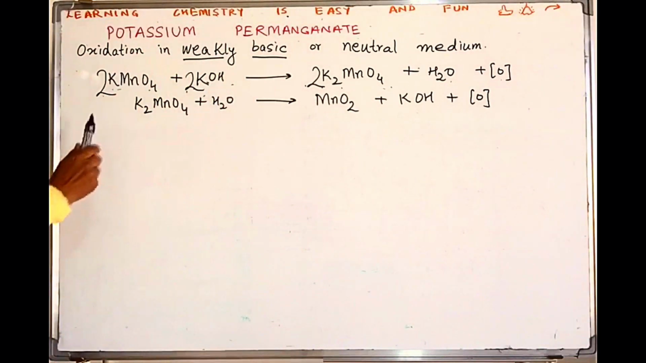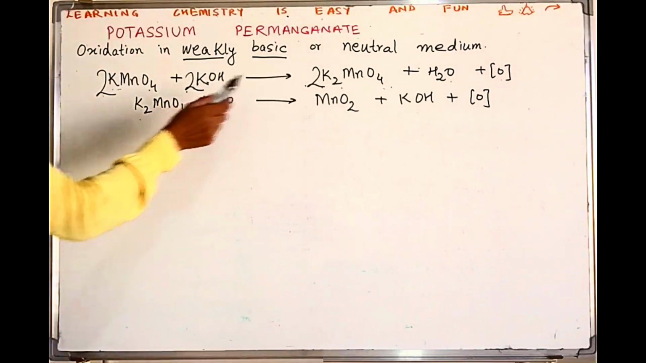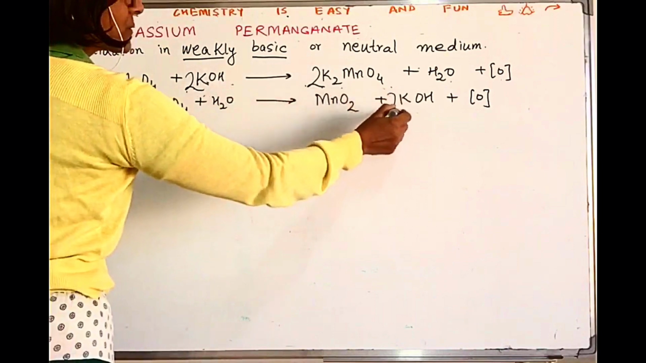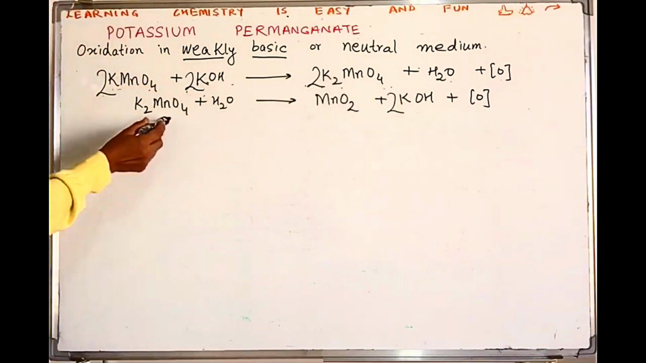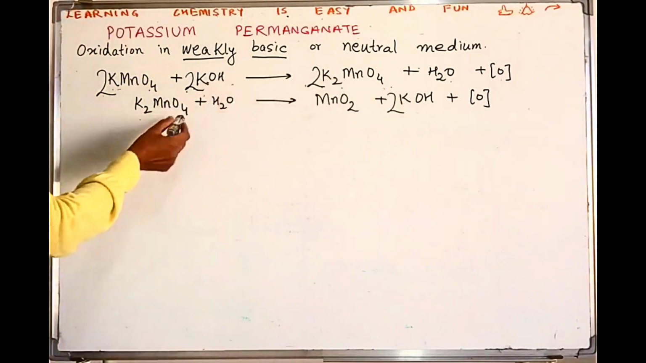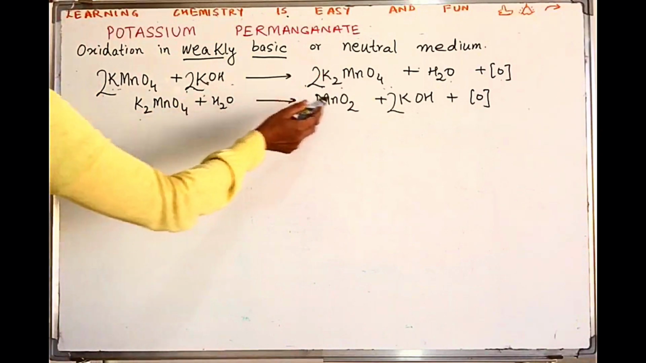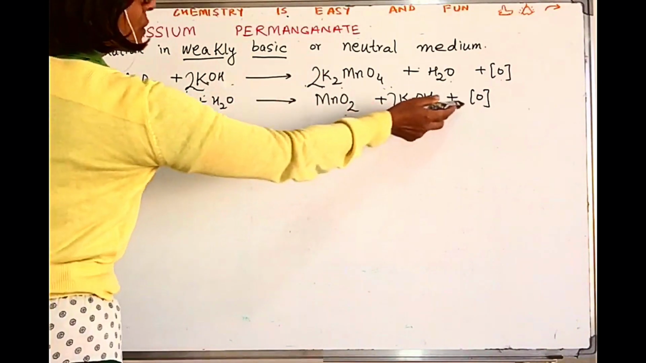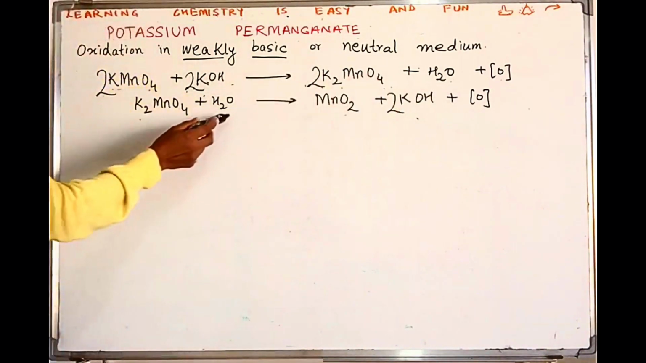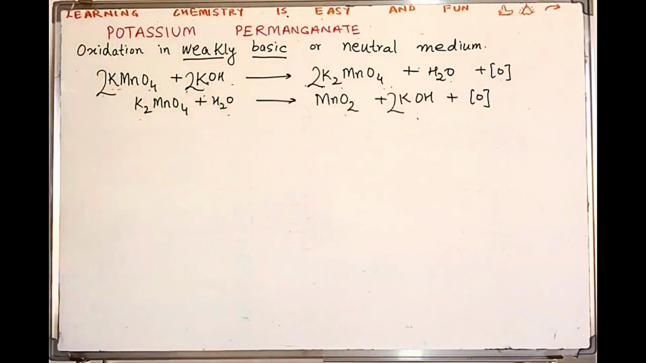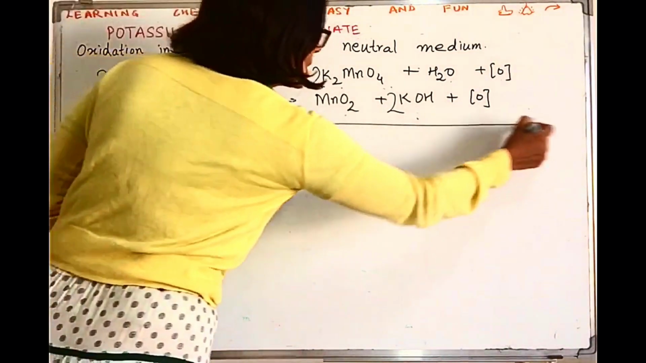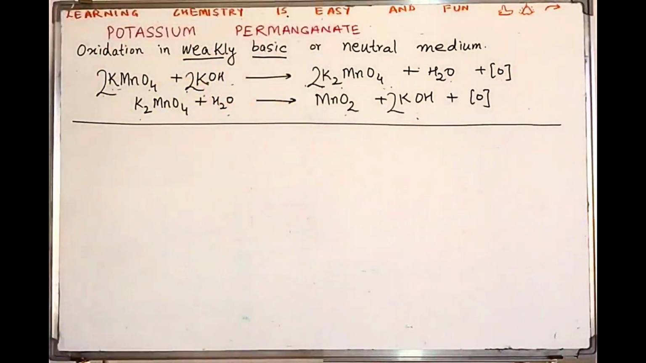Let's balance the second equation as well. 2 potassium, I've got only 1 potassium over here, so 2. Manganese. Oxygen 4 plus 1, 5, oxygen 2 plus 2, 4 and 1, 5. Hydrogen 2. Our equation is balanced over here as well. Now what do we need to do? We need to add up the two equations to give us the final equation which we are going to use.